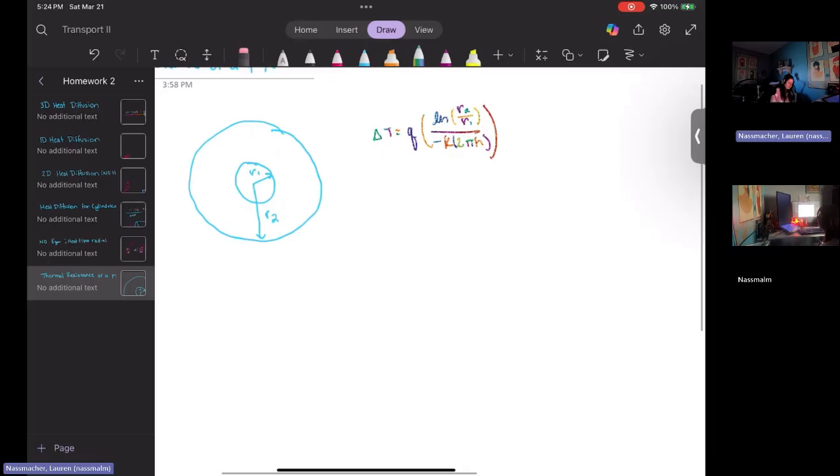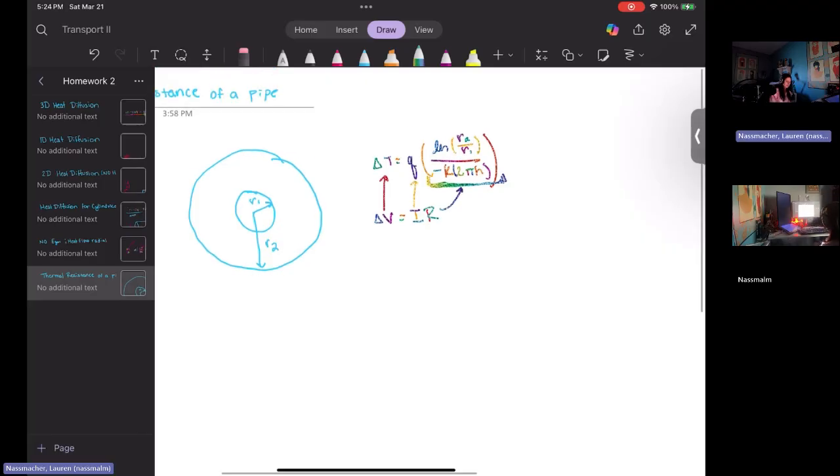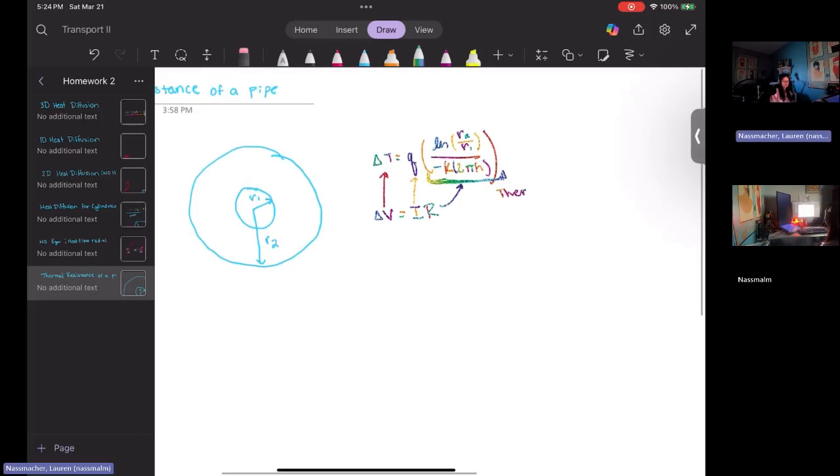As we know, this is analogous to an electrical circuit. Our voltage is equivalent to our change in temperature, our current is equivalent to our heat flow because they both flow, and our resistance is equivalent to this entire expression right here. Now this is the thermal resistance for conduction.